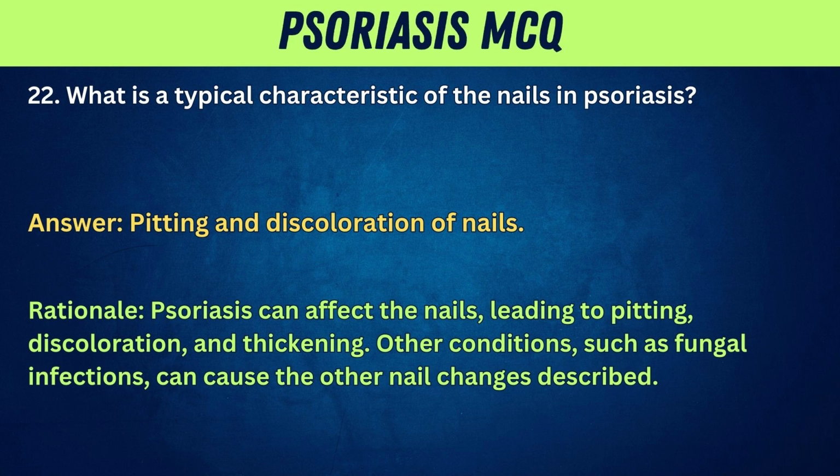Rationale: psoriasis can affect the nails, leading to pitting, discoloration, and thickening. Other conditions, such as fungal infections, can cause the other nail changes described.